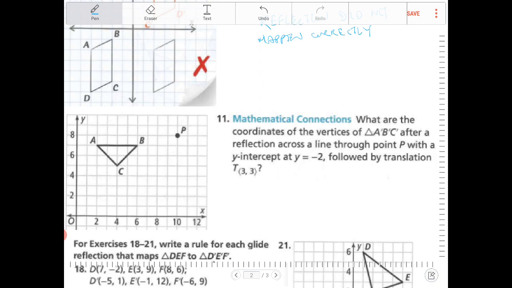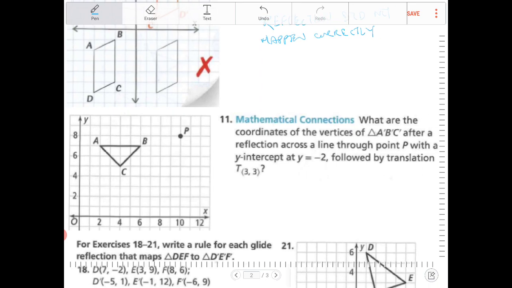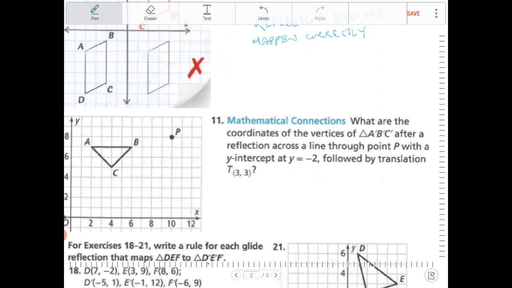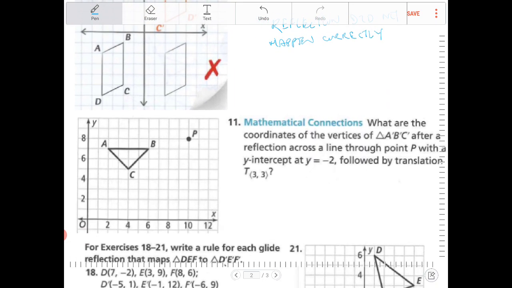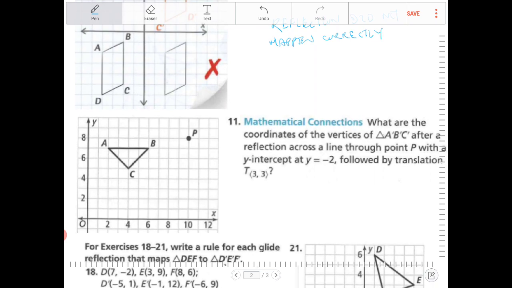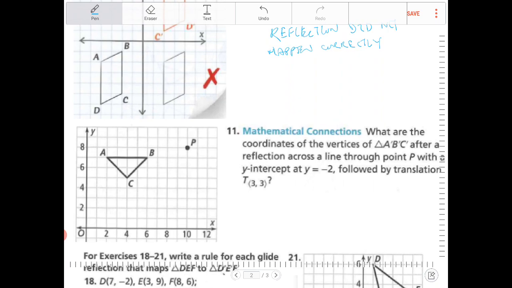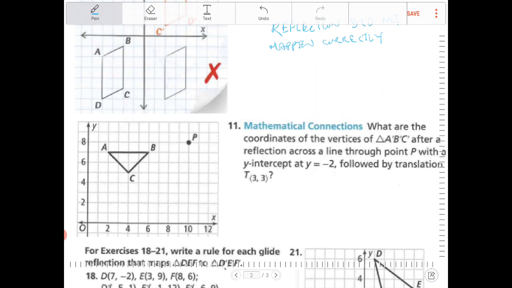What are the coordinates of the vertices of triangle A prime, B prime, C prime after a reflection across a line through point P with a y-intercept at y equal to -2, followed by a translation of 3, 3? After a reflection across a line through point P with a y-intercept of -2. So point P here.